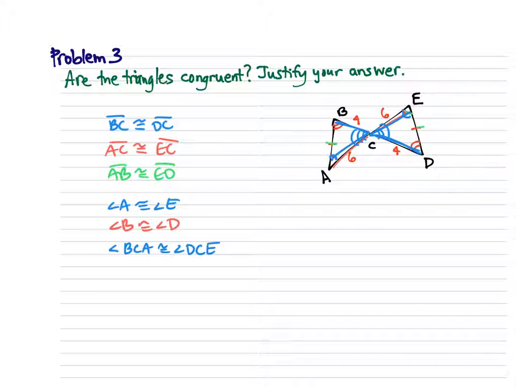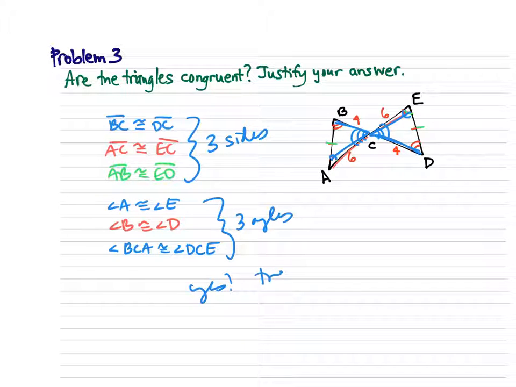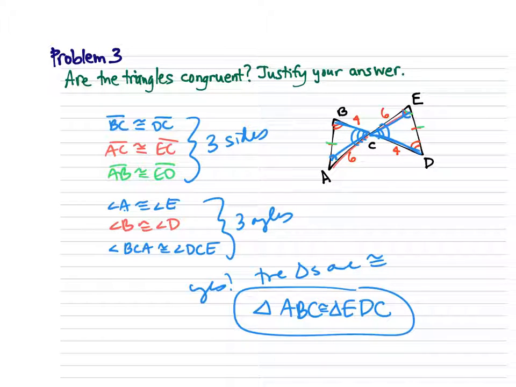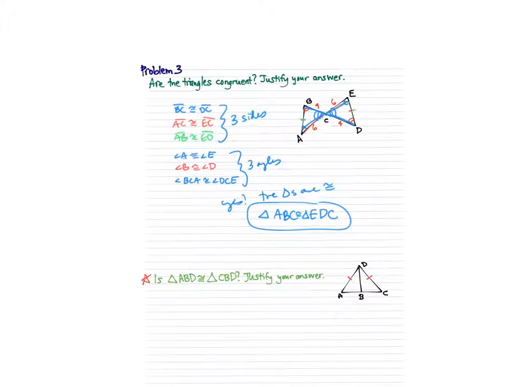So we have 3 sides of the triangle that are congruent and 3 angles. So then we can say, yes, the triangles are congruent. And we can actually write the congruence statement, right? We know that A and E are congruent, B and D are congruent. So that means C and C. So we can say triangle ABC is congruent to triangle EDC. Isn't that fun? Okay, try this one on your own.